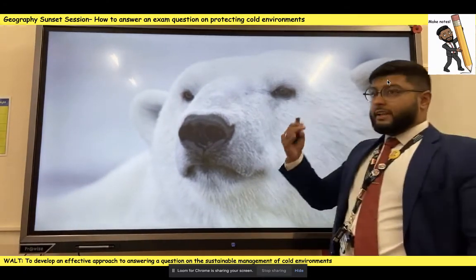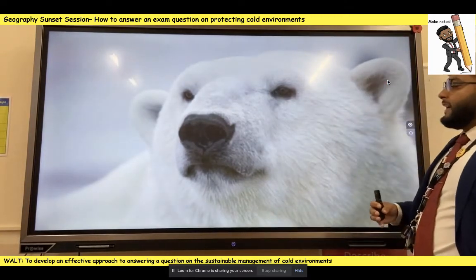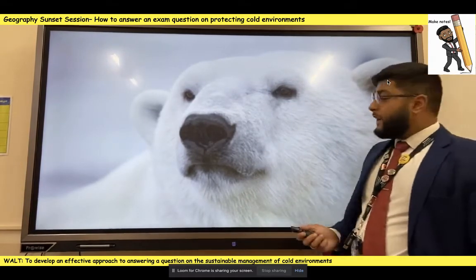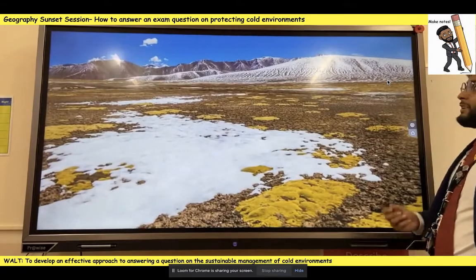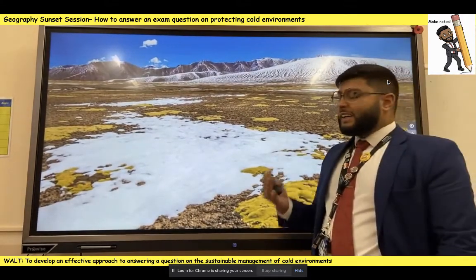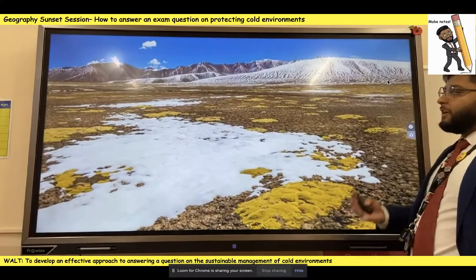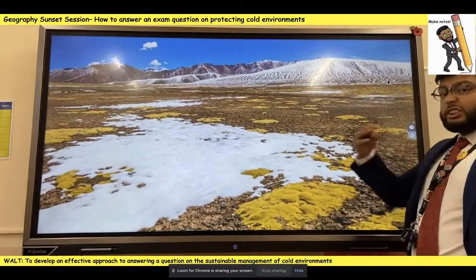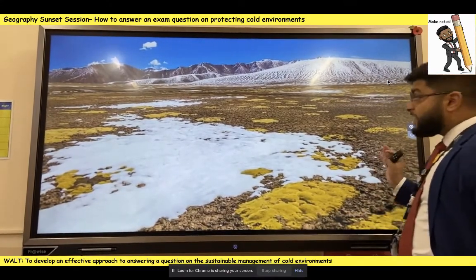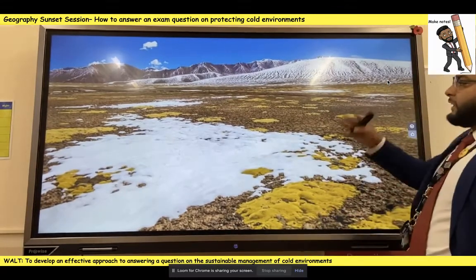Seals, black eyes and a black nose to absorb heat, and also wide footpads so it can walk on really dense snow. A tundra environment won't be as cold, so it's less extreme. We'll get down to minus 20 degrees Celsius in the winter and just above 0 in the summer. As a result, we get more vegetation than the polar environment.